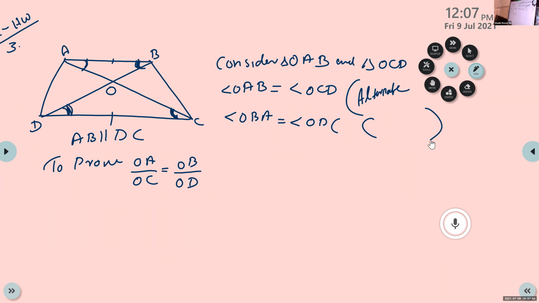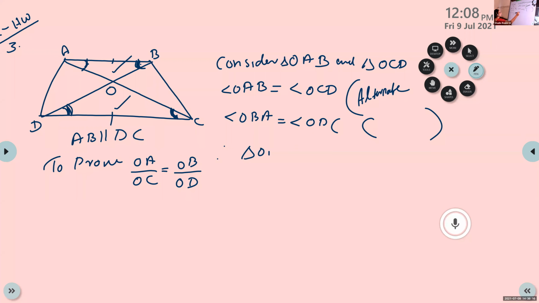So we can say triangle OAB and triangle OCD have two corresponding angles equal. So by this, what can we say from these two? This one triangle, this another triangle. A equal to C, B equal to D. Triangles are similar.